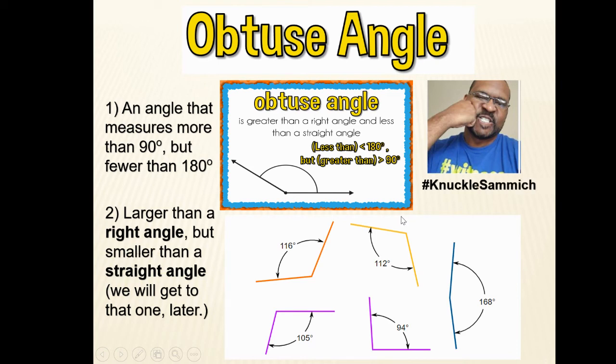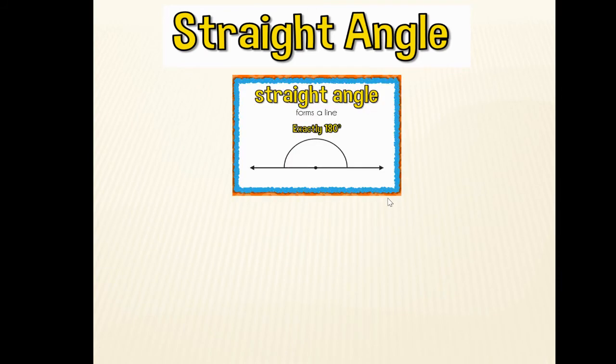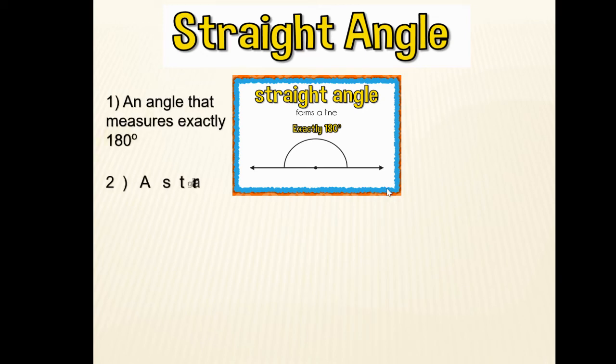Anyway, let's move on to the next one, which is the straight angle. Now, the straight angle, guys, it's pretty much the easiest one. It's just a straight line. A straight line is a straight angle. Any straight line that you have, it forms a straight angle. And a straight angle is an angle that's exactly 180 degrees. And like we just said, it's a straight line.